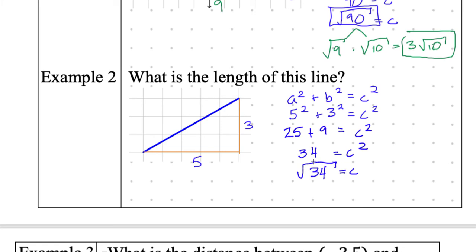I can't go any farther than that because this is 2 times 17, neither of which are perfect squares. So square root of 34 is the length of this blue line.